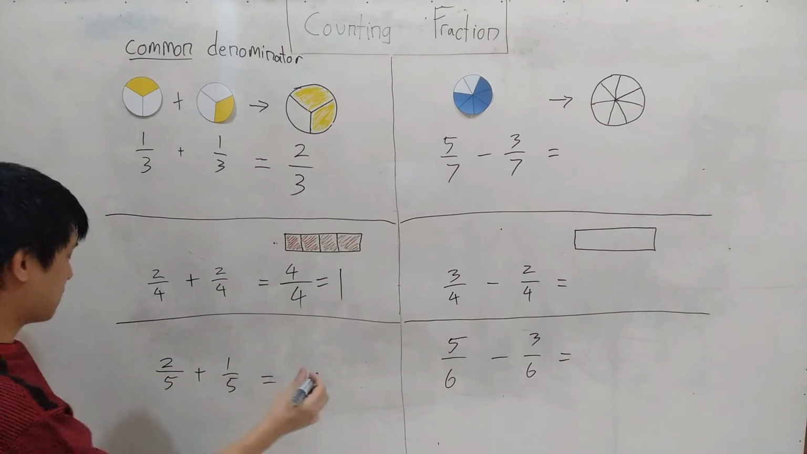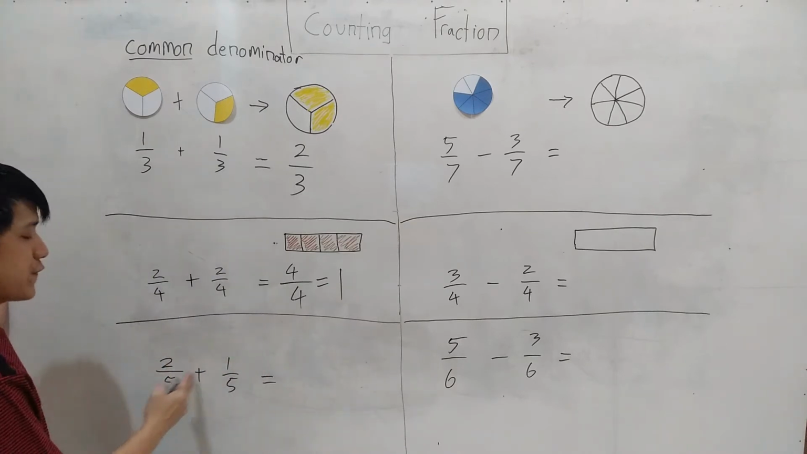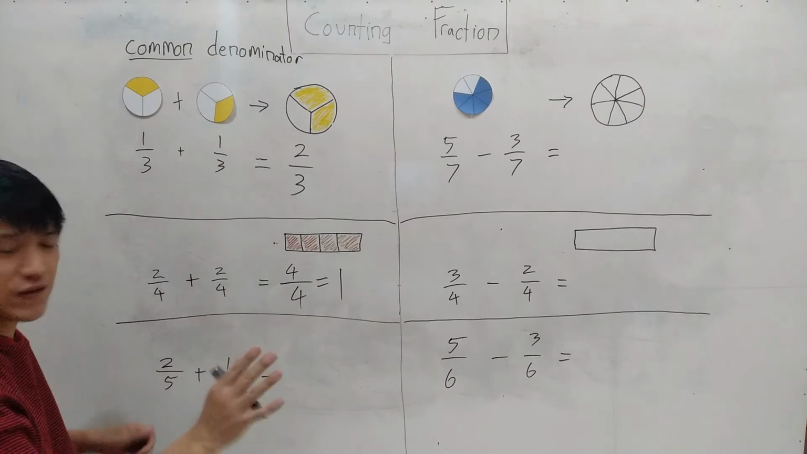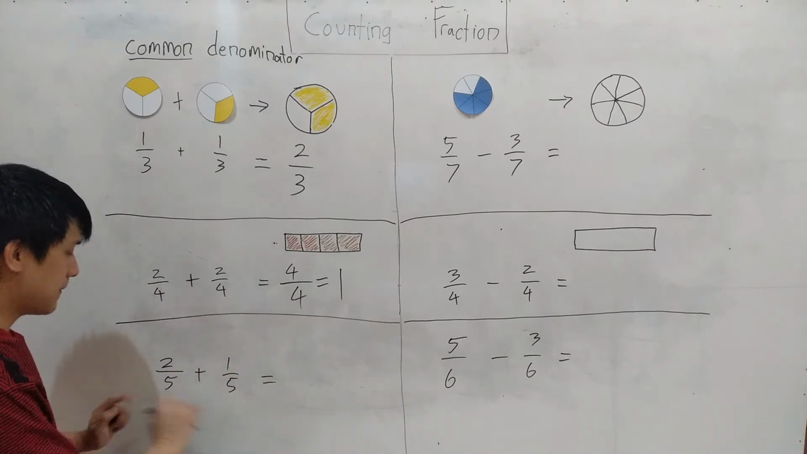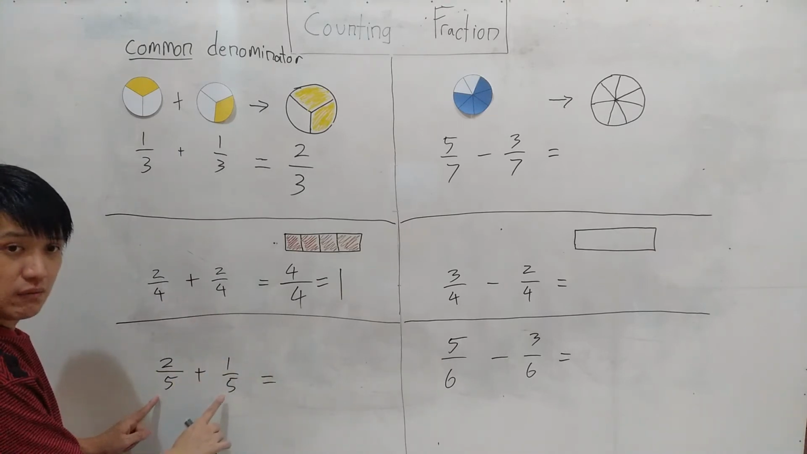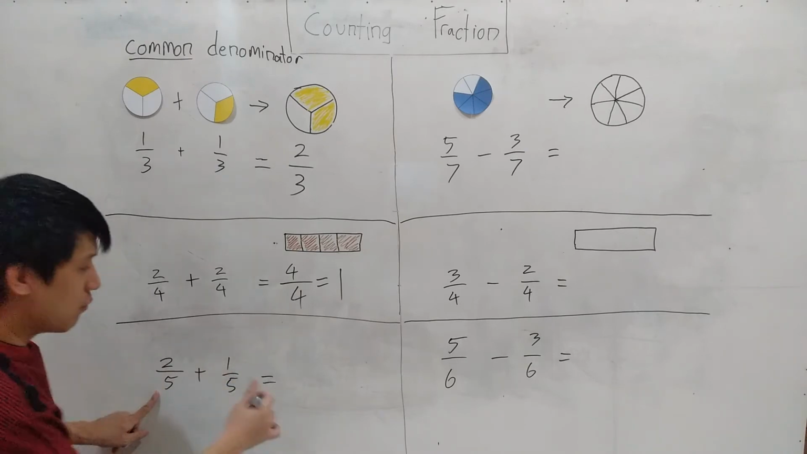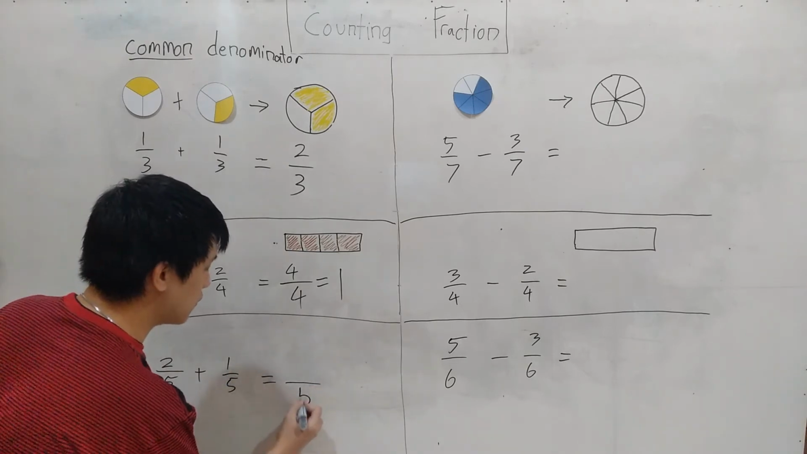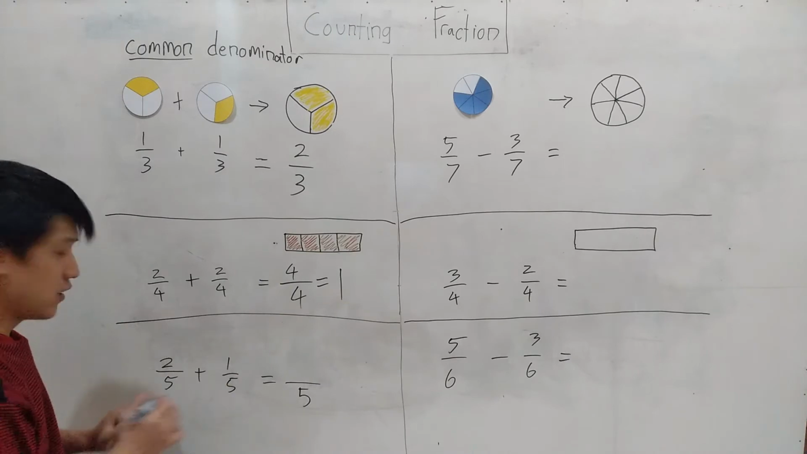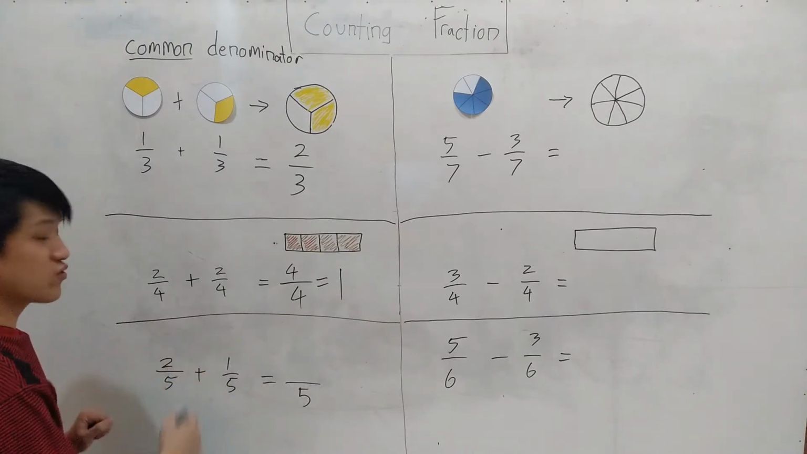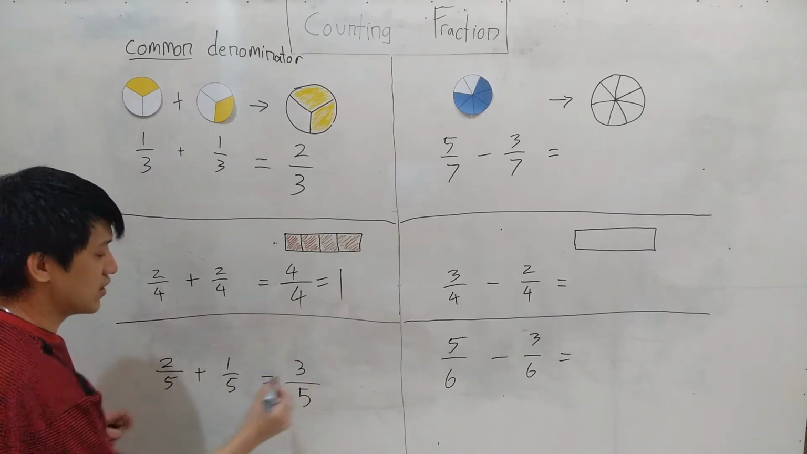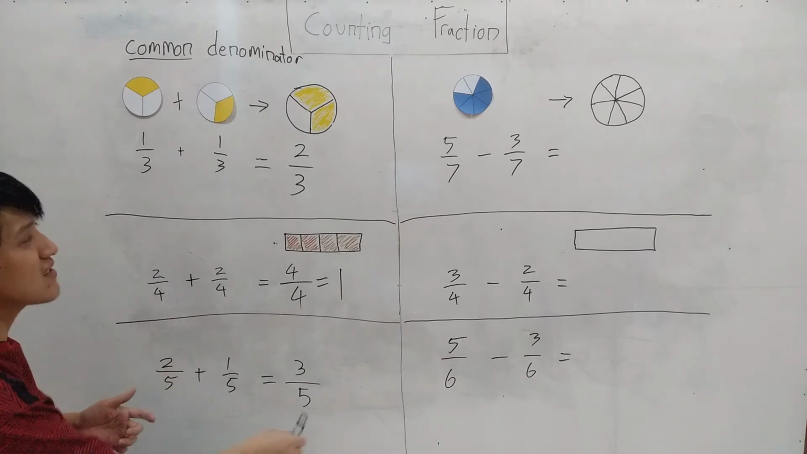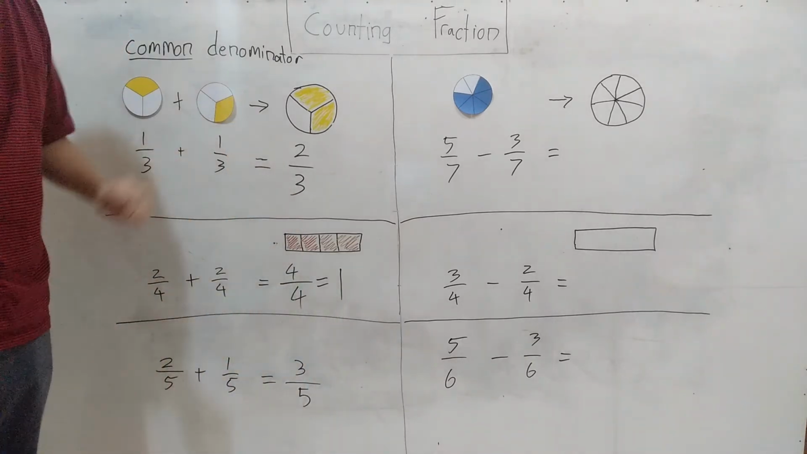Let's check the last one. 2/5 plus 1/5. Remember, we have to check first, do they have the same denominator? Yes. Looks the same to me. Both denominators are 5, so the denominator stays. The numerator 2 plus 1 becomes 3/5. That's how you do addition of fractions.